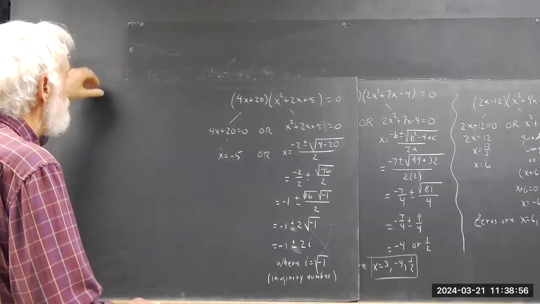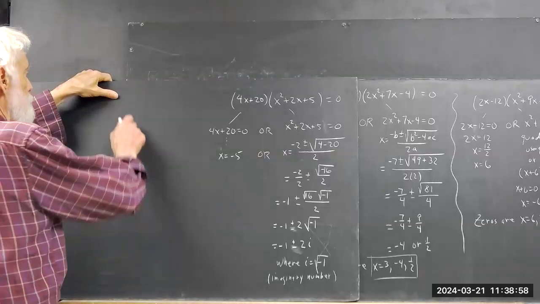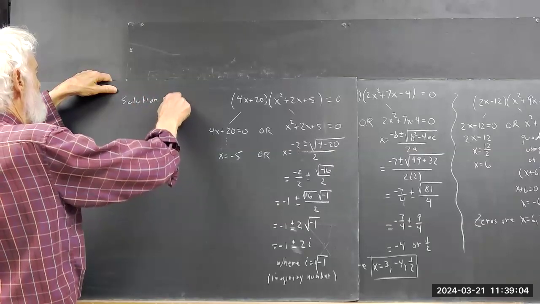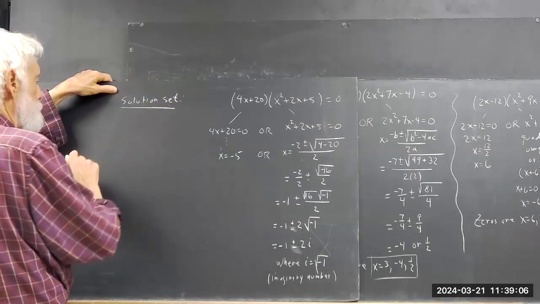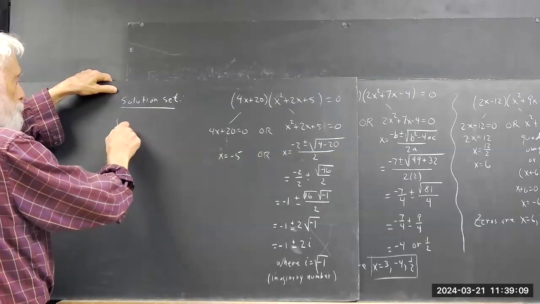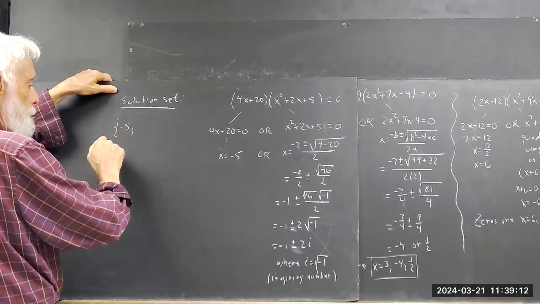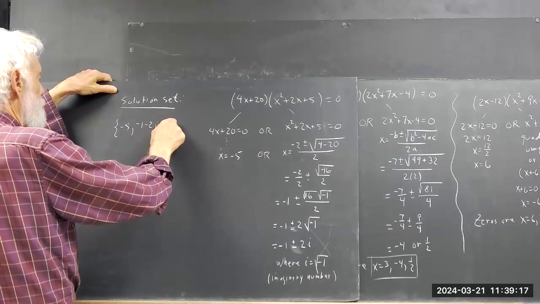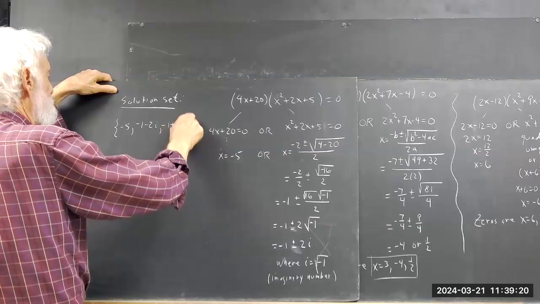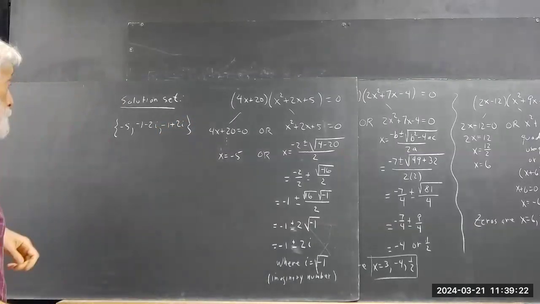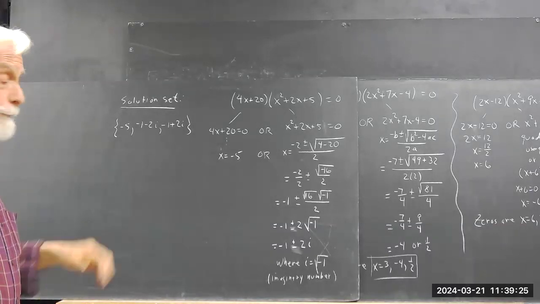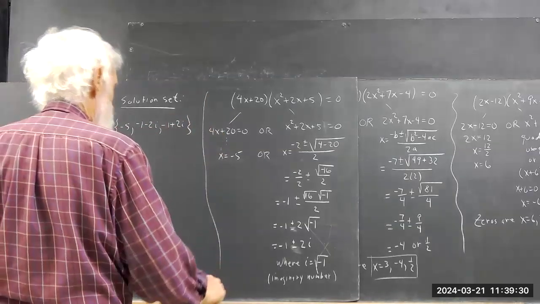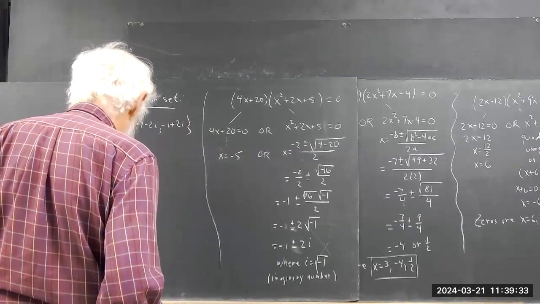So that, okay, our solutions are negative 5 is a solution, negative 1 minus 2i is a solution, and negative 1 plus 2i is a solution. Three solutions to this equation.